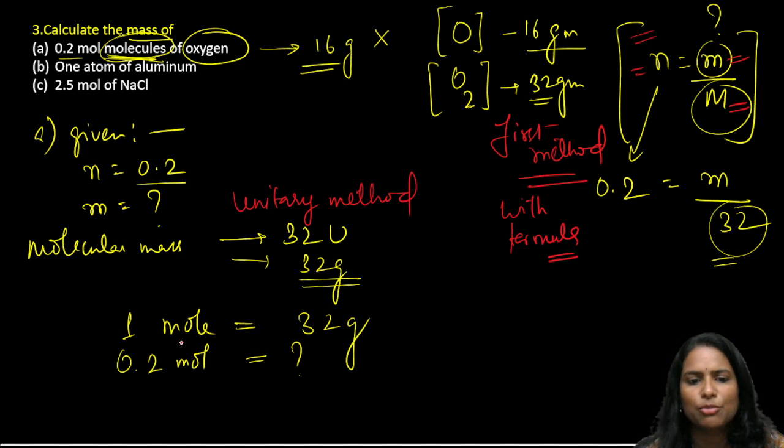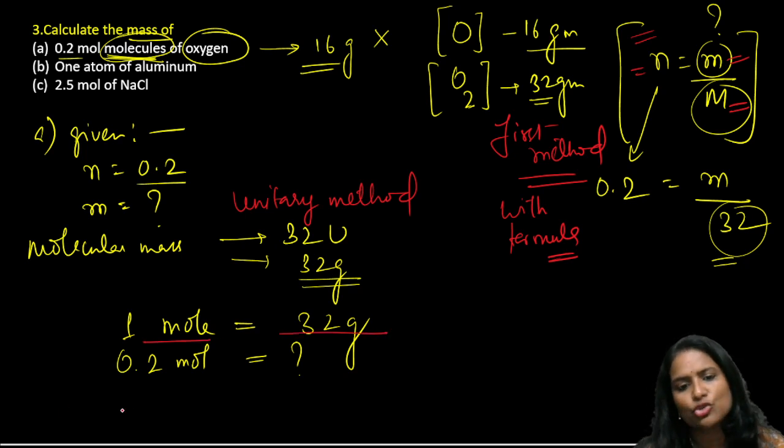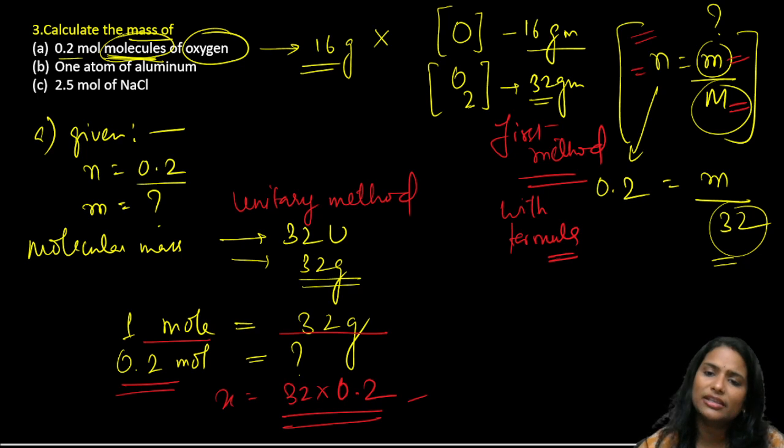Like suppose 1 mole is 32 gram, so 0.2 mole will be how much? So here also you will go with the same method, x equals 32 into 0.2. So this is another variation of it for calculating the mass. Okay, so this was the first part A.